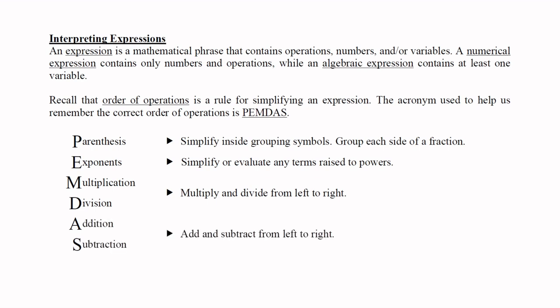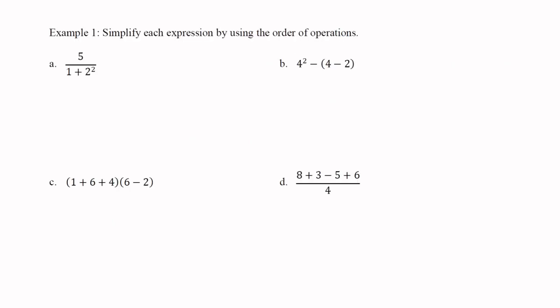And the same holds true for addition and subtraction. After you've multiplied and divided everything, then you're going to add and subtract everything from left to right. Once you do all of these steps, you should be left with some value as your answer. So let's do some examples. We're going to simplify each expression by using the order of operations.